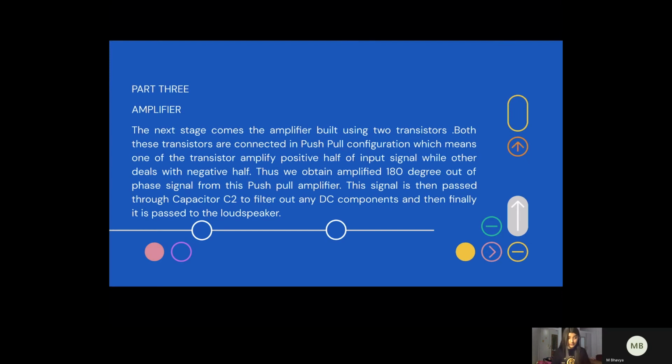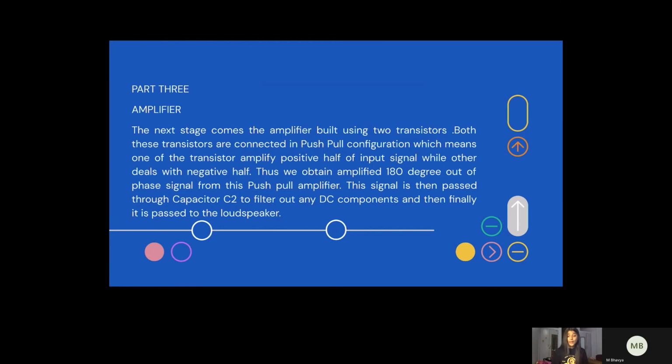Talking about part 3, which is the amplifier stage of this circuit. It is built using 2 bipolar junction transistors. Both these transistors are connected in a push-pull configuration, which means one of the transistors amplifies the positive half of the input signal while the other deals with the negative half. Thus, we obtain an amplified 180-degree out-of-phase signal from this push-pull amplifier.